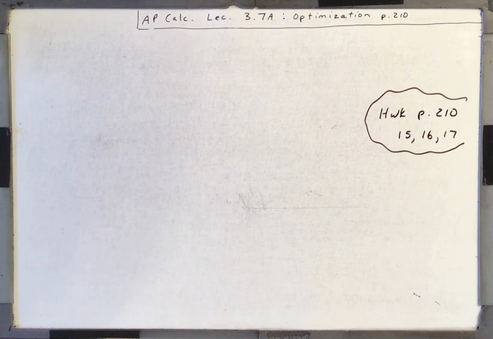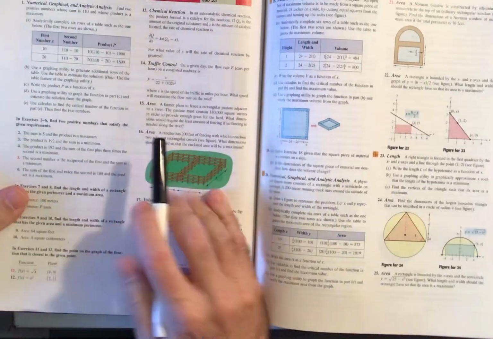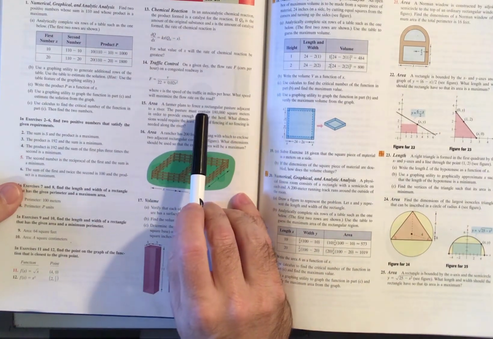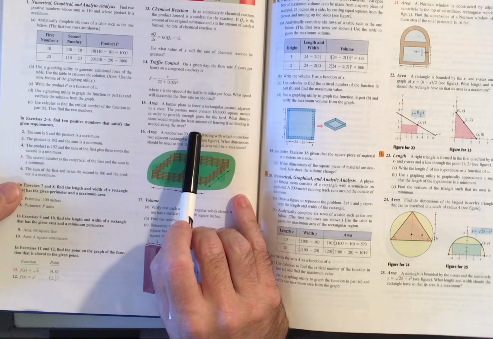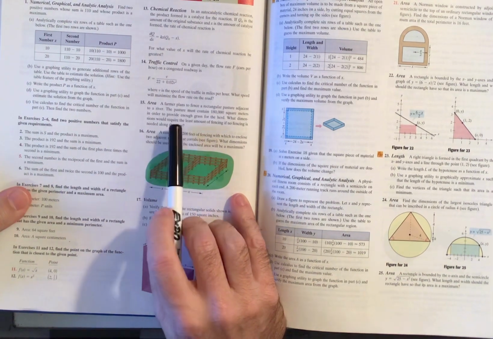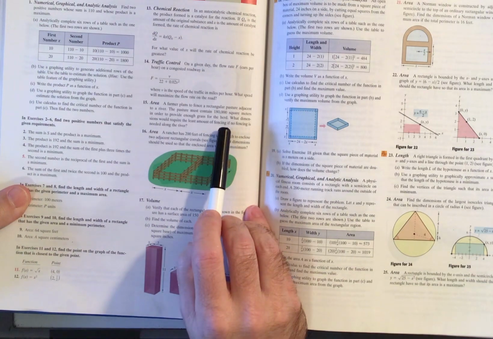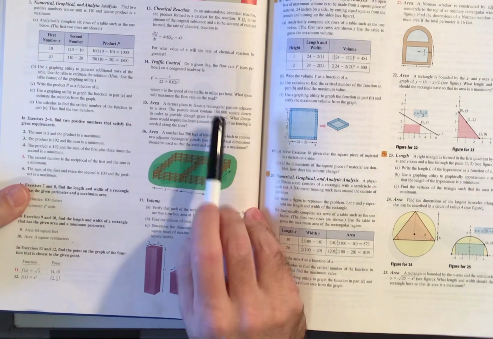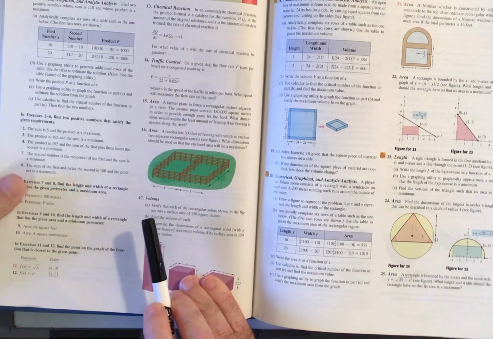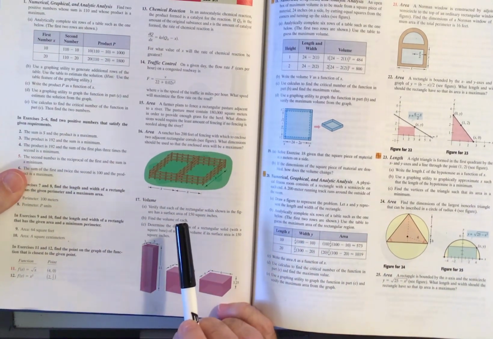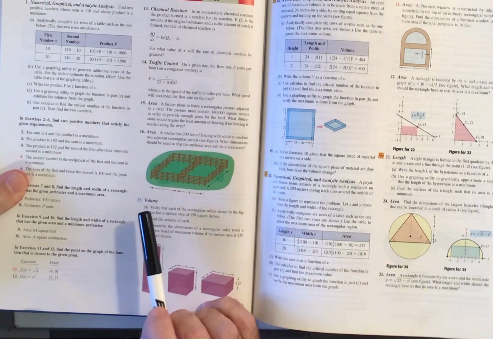I haven't looked at these in quite a while myself. All right, page 210. Excuse my not being open to that page. All right, page 210, number 15. That's kind of like the example that we did, trying to minimize the amount of fencing, but they gave you area, so you'll do 2 equations, an equation for area, an equation for fencing there.